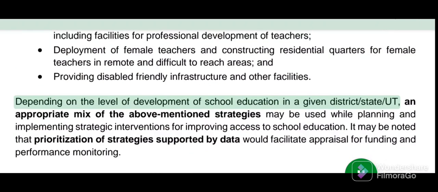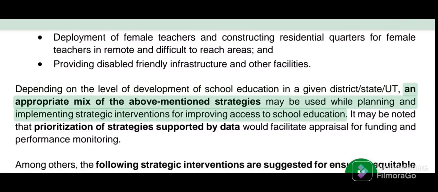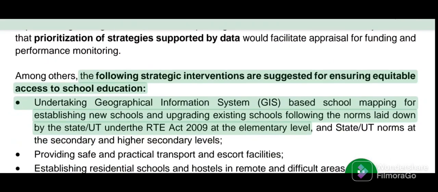Depending on the level of development of school education in a given district, state, UT, an appropriate mix of the above-mentioned strategies may be used while planning and implementing strategic interventions for improving access to school education. It may be noted that prioritization of strategies supported by data would facilitate appraisal for funding and performance monitoring. Among others, the following strategic interventions are suggested for ensuring equitable access to school education.